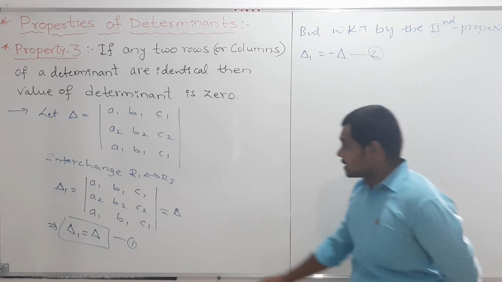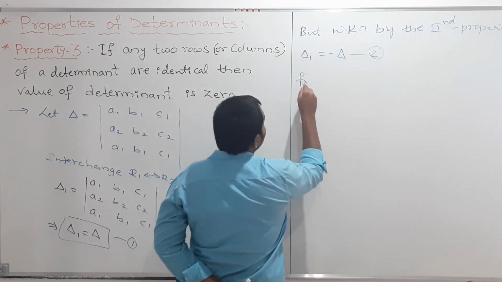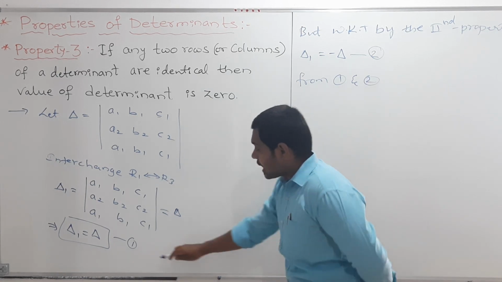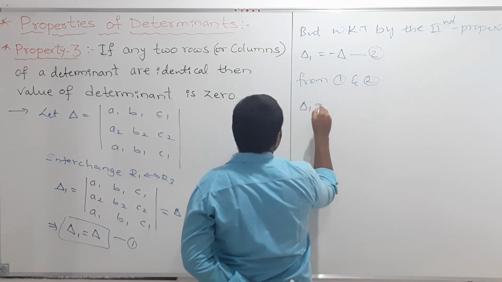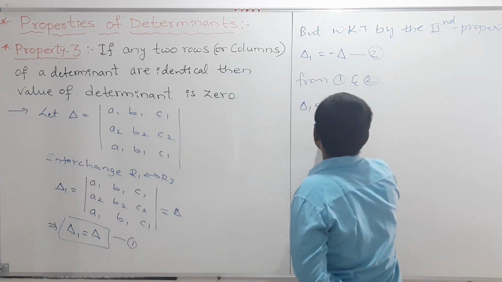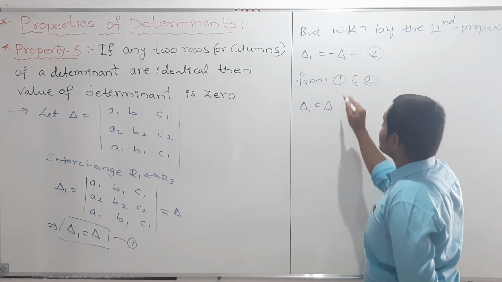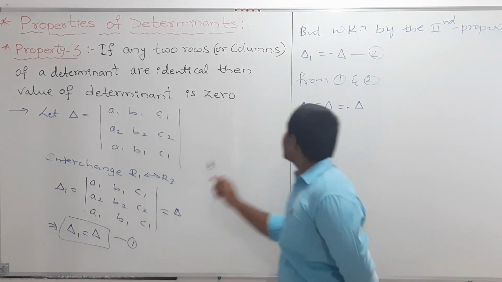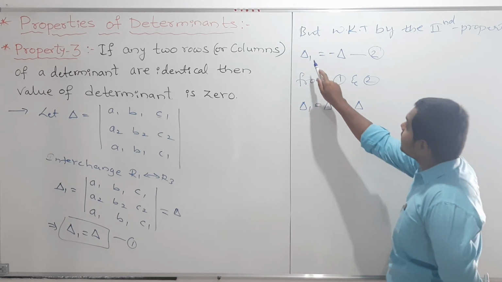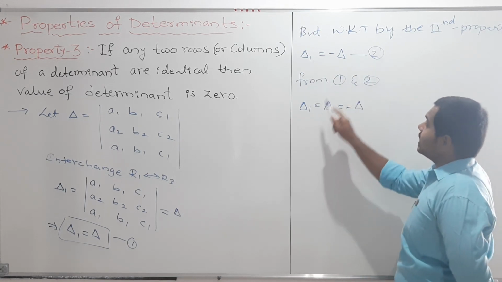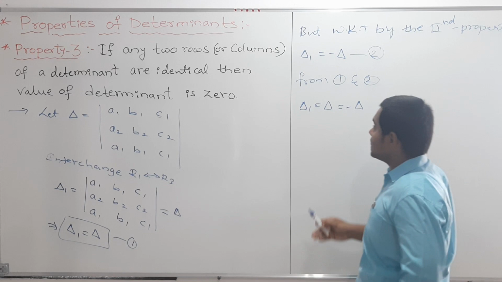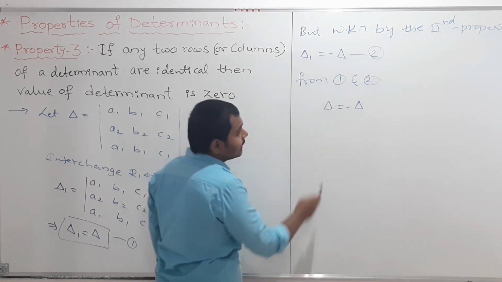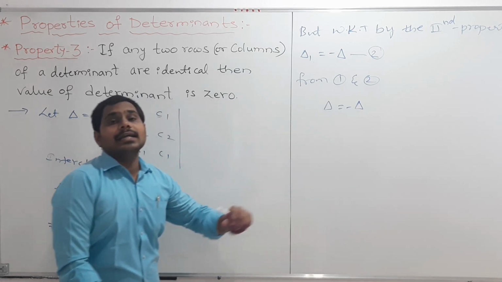So now my dear students, from 1 and 2, what should I write? Delta 1 is equal to delta, and also delta 1 is equal to minus delta. So therefore, from 1 and 2 I can write delta is equal to minus delta.